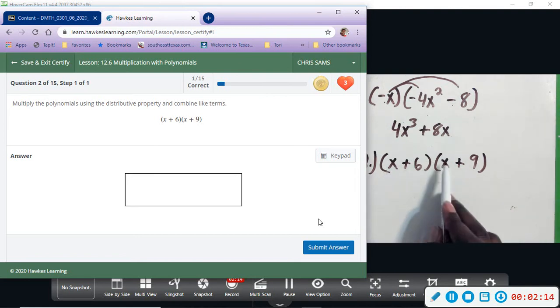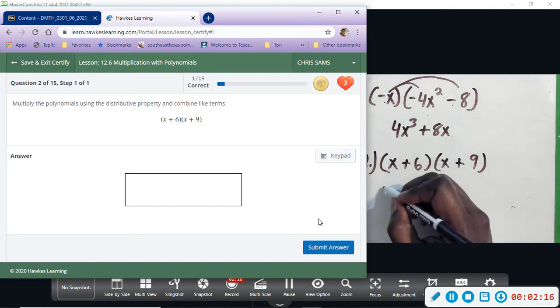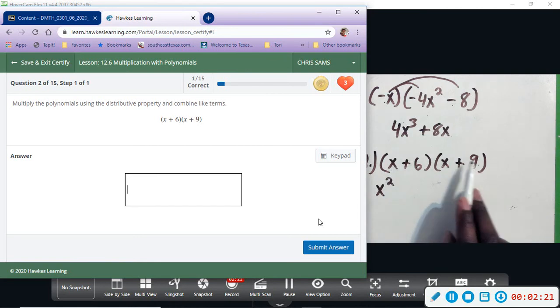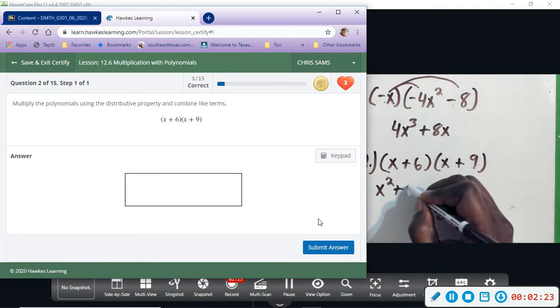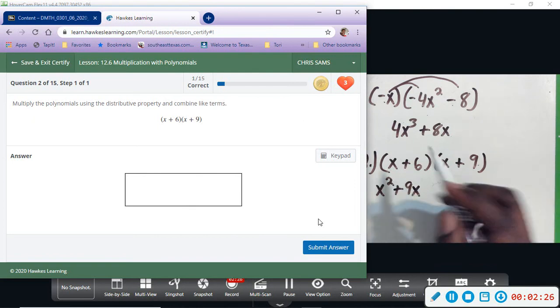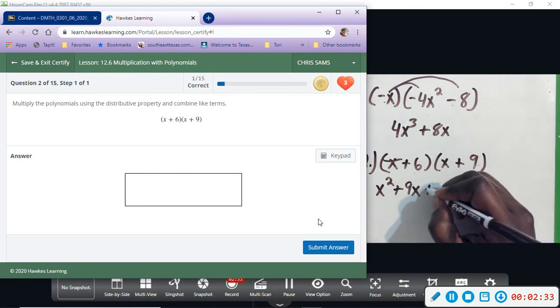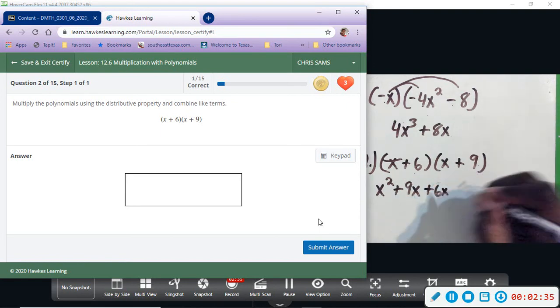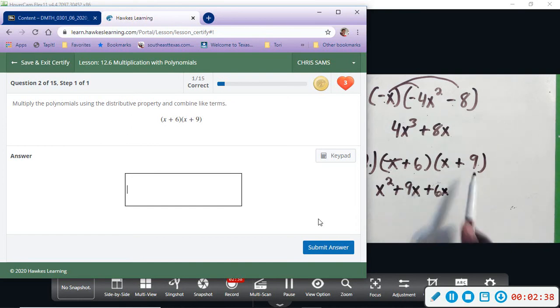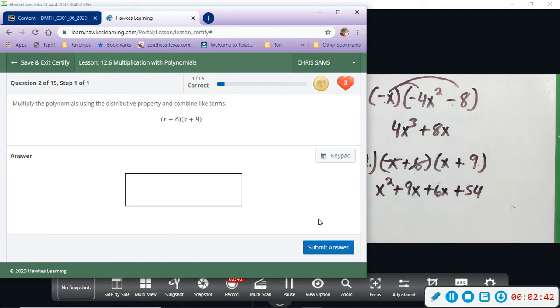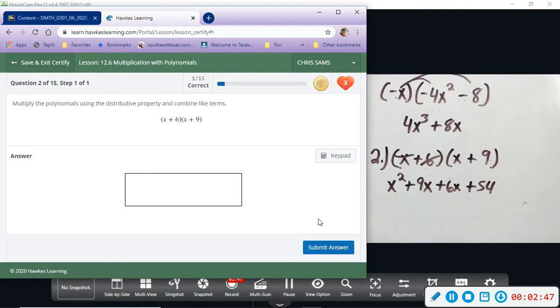So I'm going to do x times x. That's 1 plus 1 gives me x to the second. And then x times 9 will give me a positive 9x, because they're both positive. Okay, so now I'm done with this term. Now I'm going to do 6. 6 times x will give us a positive 6x. And then 6 times 9 will give us a positive 54. Okay, so now I'm done with that one. So I've used everything here, multiplied everything there. So we've done with the multiplication part.